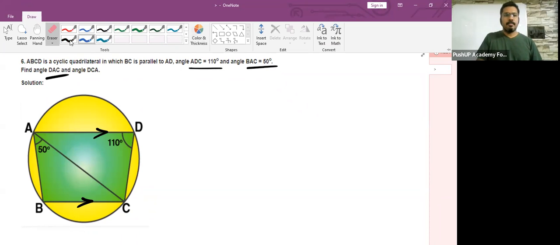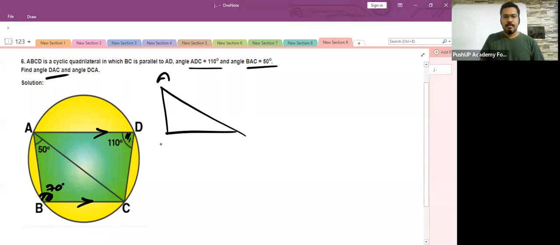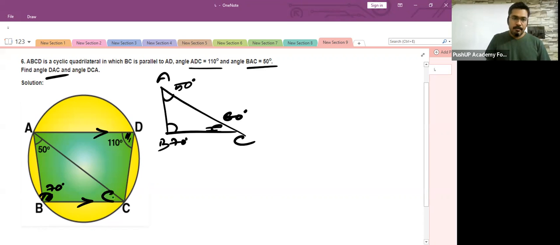Shazia, answer this question. If this angle is 110 degrees, how much will be angle B? 70 degrees. Angle ABC will be equal to what? 70 degrees. Okay. If in triangle ABC, this angle is 50 degrees and this angle is 70 degrees, how much would be this angle? 60 degrees, because 70 plus 50 is 120 and 180 minus 120 is 60 degrees. Perfect.